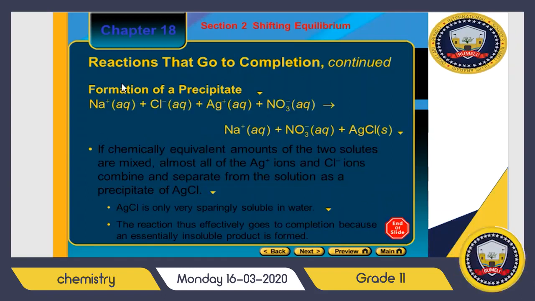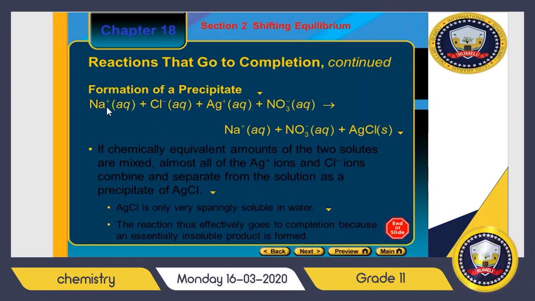The second type is formation of a precipitate. This reaction is the reaction between sodium chloride and silver nitrate. This type of reaction is used to detect the presence of halogens. And you know the meaning of halogens. Halogens are elements that are present in group 7 in the periodic table.